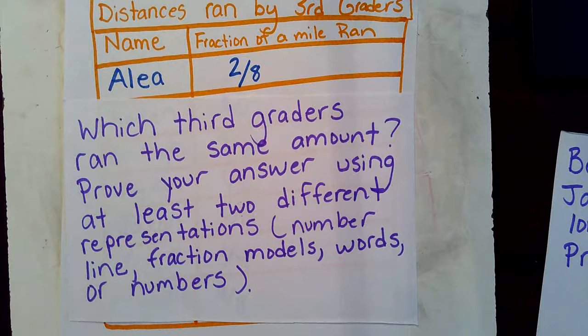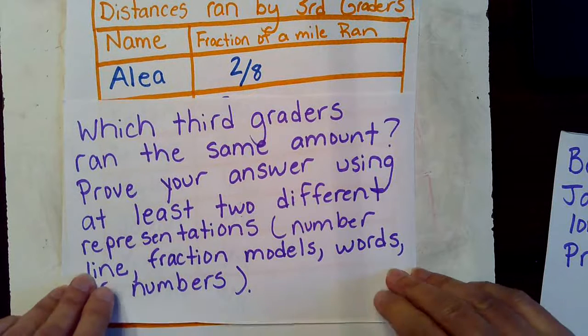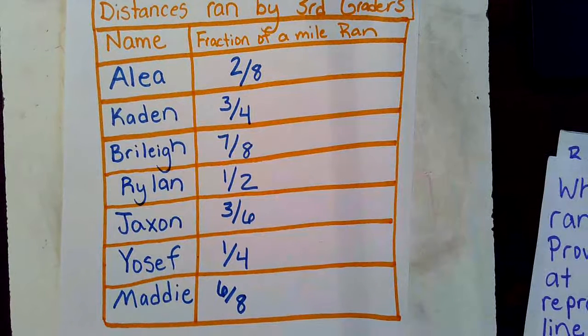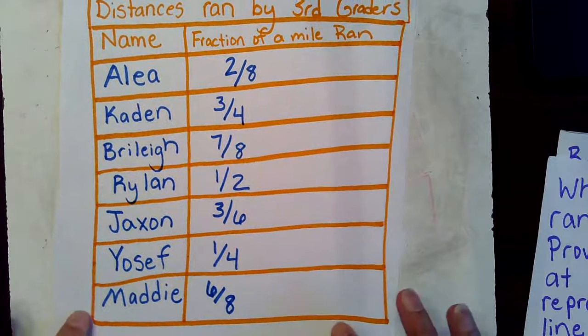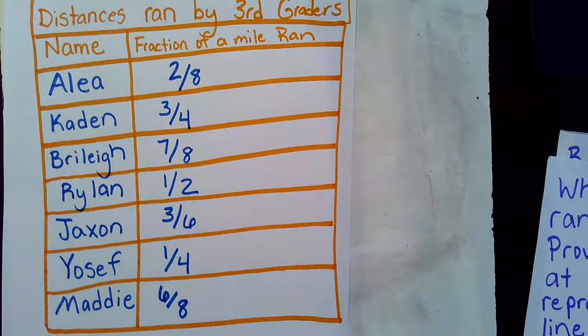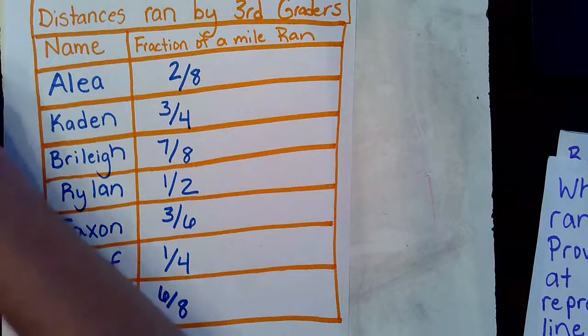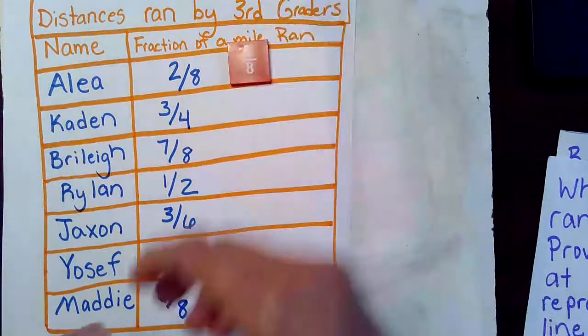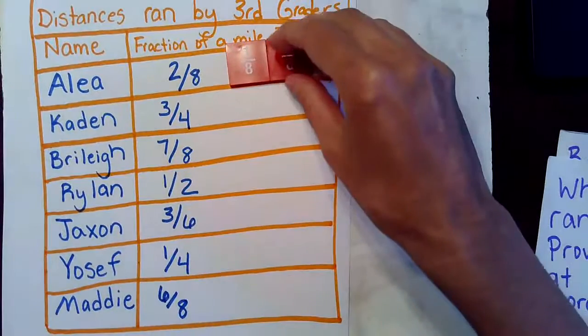So looking at the fractions here, we have Aaliyah with 2/8. So I'm going to grab some fraction bars here for Aaliyah. She was 2/8. So that means if we had a whole and divided it or partitioned it into 8 sections, she ran 2 of those sections. So 2 out of 8. Caden, we've already talked about. He was 3/4 of that mile.